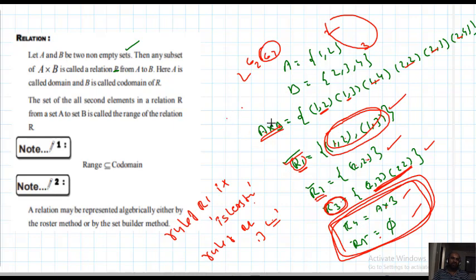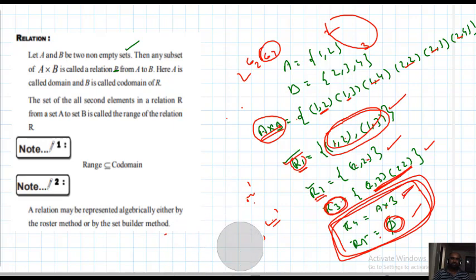A given, B given, A cross B confined. A cross B alone taken as a relation from A to B is called the universal relation. A cross B is taken as the universal relation, because a bigger subset than that won't exist, no? There is no bigger subset of A cross B. That is why it is the largest relation from A to B. Largest means the number of elements in it. Also, the empty set is a subset of A cross B, so the empty set is also called a relation from A to B. This relation is called the empty relation.